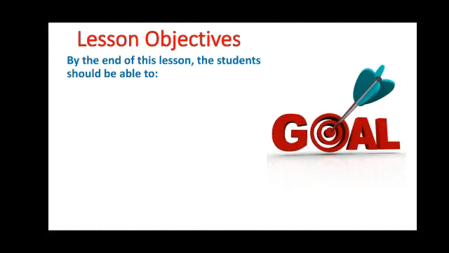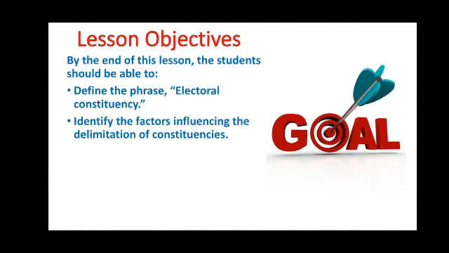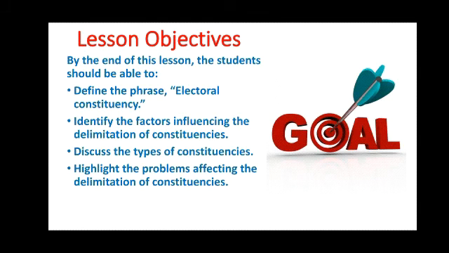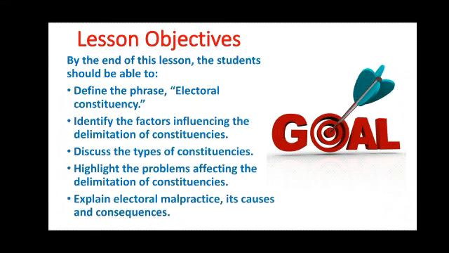By the end of this lesson, the students should be able to define the phrase electoral constituency, identify the factors influencing the delimitation of constituencies, also discuss the types of constituencies, highlight the problems affecting the delimitation of constituencies, and again explain electoral malpractice, its causes, and the various consequences of electoral malpractice.